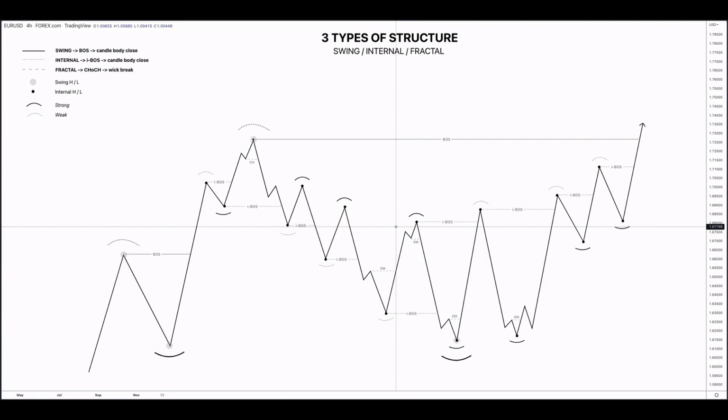I would still recommend watching this a few times, but in the next lessons now, we're going to break these down individually. We're going to look at fractal on its own, we're going to look at swing on its own, and then we're going to look at internal on its own, and then we're going to slowly bring them together. And you'll really see how the pieces of the puzzle become super, super powerful in the live market. Okay, so please watch this as many times as you need, and eventually the penny will drop.